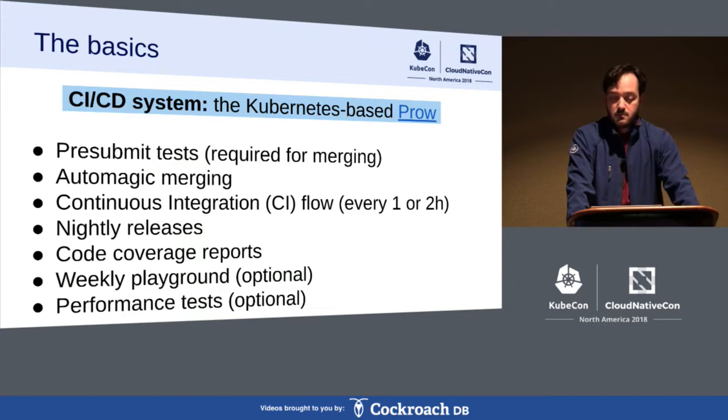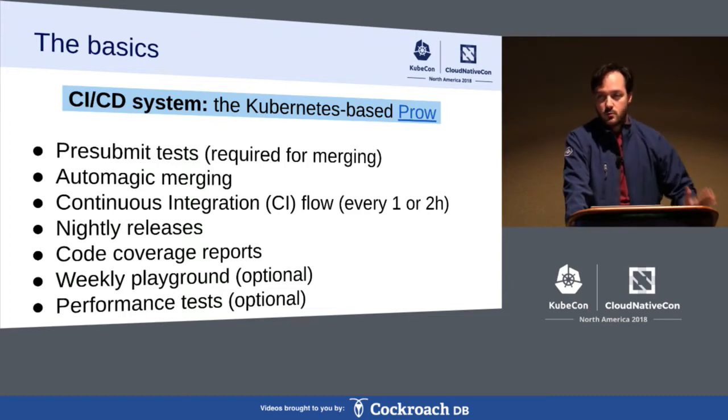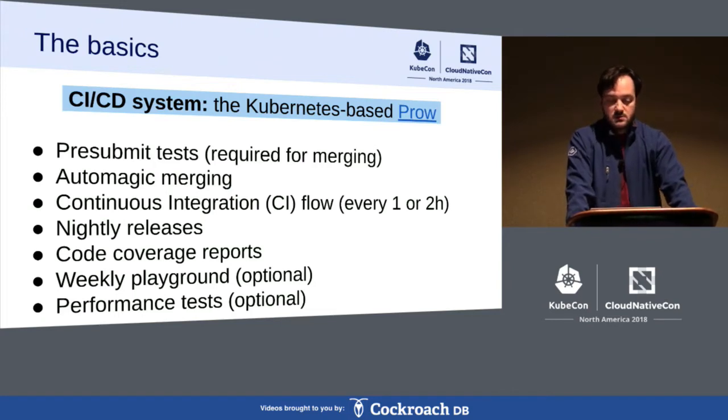We want automatic merging. So, the PR was approved and didn't break anything, so why not merge it? We want continuous integration flows, even less than 1 hour or maybe 2 hours, depending on the needs. We want nightly releases. We want code coverage reports, and even going beyond code coverage.